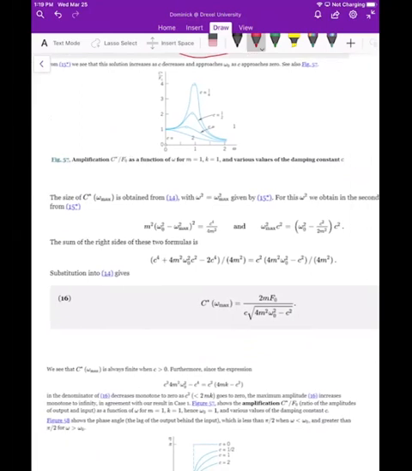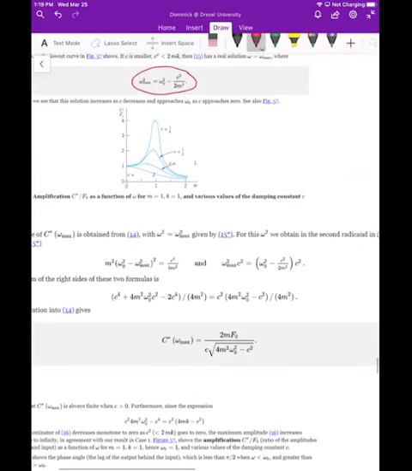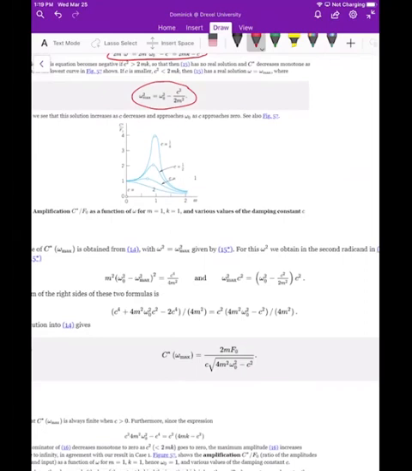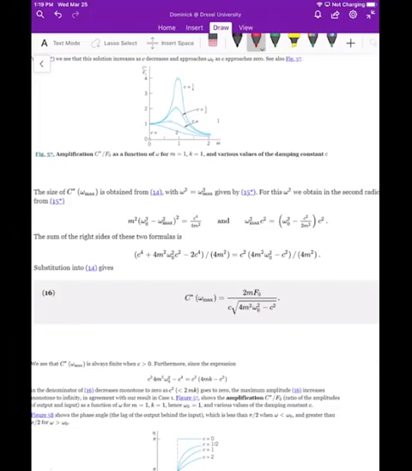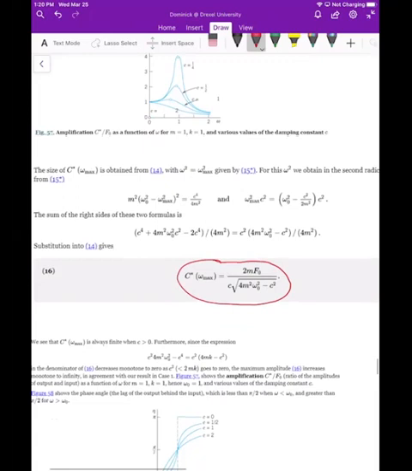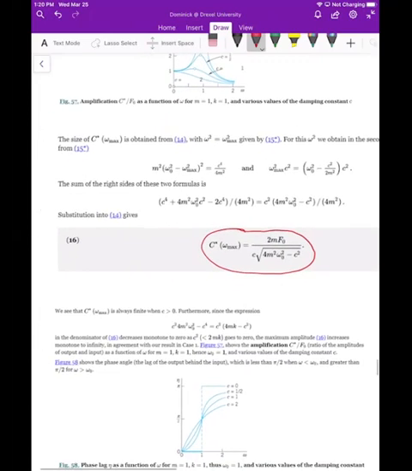Okay, so now we can talk about the amplitude being obtained for the specific omega value that gives us the maximum. So if we plug this information into our equation above, we can find that our maximum amplitude is going to be given by 2m times F0 over c times the square root of 4m squared omega 0 squared minus c squared.